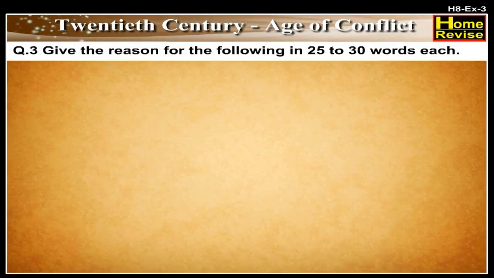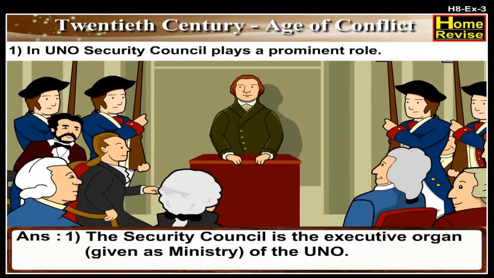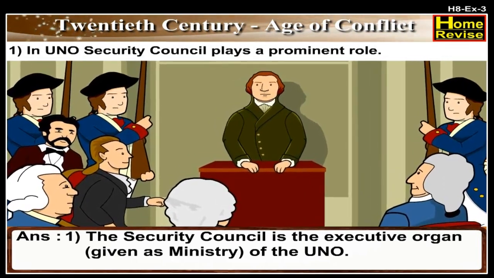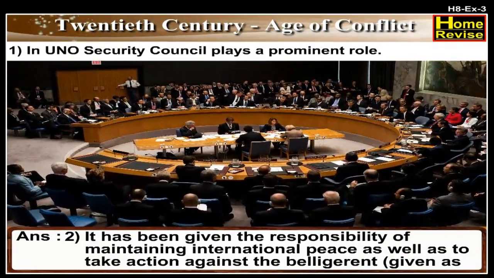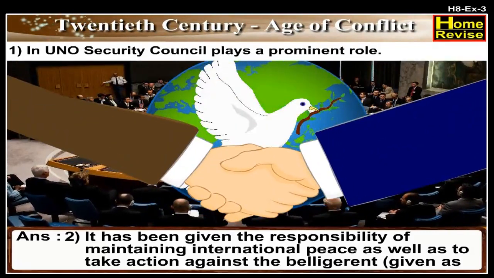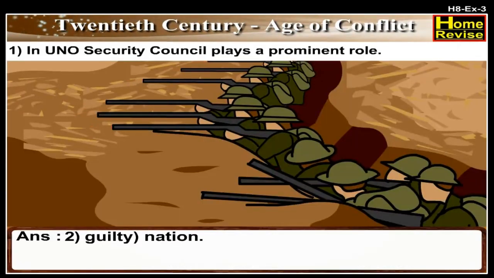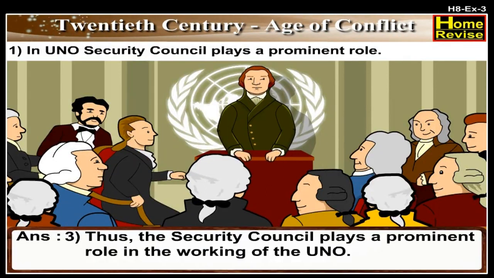Question 3. Give reasons for the following in 25 to 30 words each. 1. In UNO, Security Council plays a prominent role. Answer. 1. The Security Council is the executive organ or ministry of the UNO. 2. It has been given the responsibility of maintaining international peace as well as to take action against the belligerent, that is guilty, nation. 3. Thus, the Security Council plays a prominent role in the working of the UNO.